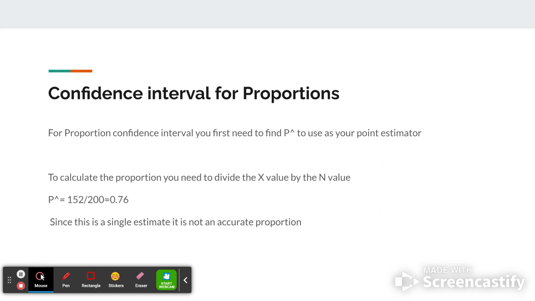The X value is the value of the sample that proved the point that you were trying to prove true. The N value is just the overall sample size. And so for my example, I found that p-hat was 152 divided by 200, which equals 0.76 or 76%. Since this is a single estimate, it's not a truly accurate proportion, but these numbers will make more sense as I get into my example.